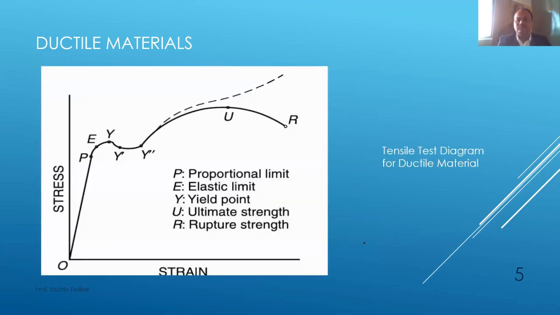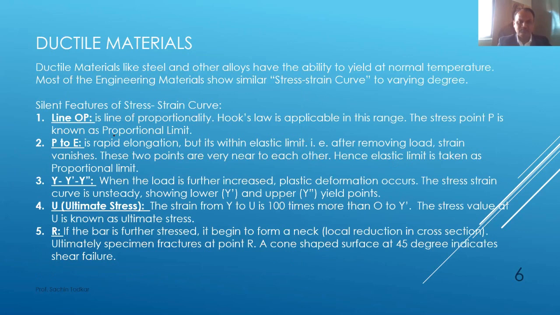This is the tensile test diagram for a ductile material. We will see here the significance of these O, P, E, Y, Y dash, Y double dash, U and R. P is called the proportional limit, E is called the elastic limit, Y is the yield point, U is the ultimate strength and R is the rupture strength. This is the stress strain diagram. Stress is on the Y direction and strain is on the X direction. We have plotted it.